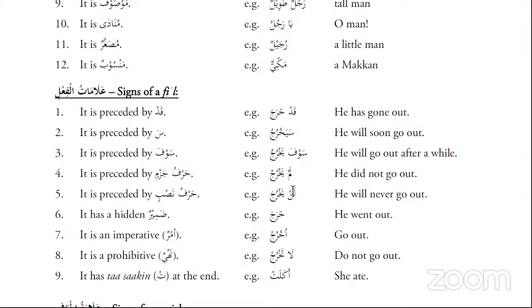After harfu nasb it doesn't have it. Lan yakhruja, it has a fatha. It has a hidden pronoun. Kharaja, as you know, is a verb, and the pronoun here, huwa, he, is hidden in the verb.